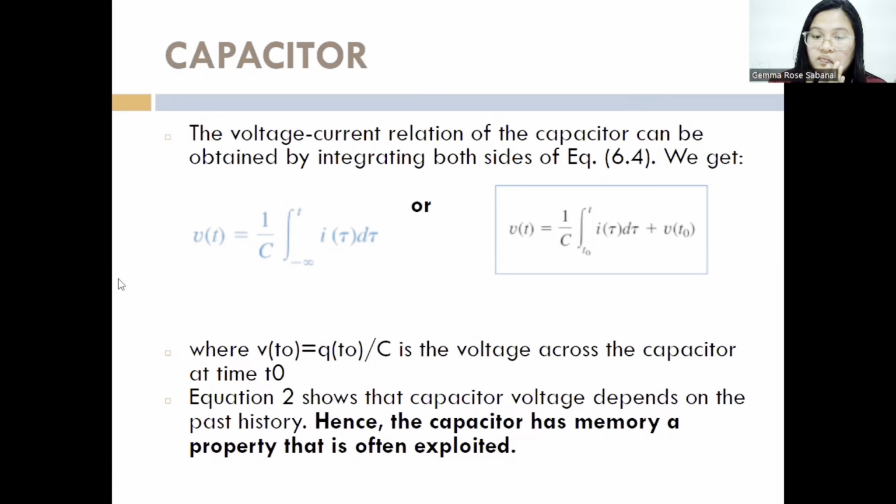And the equation to this one: v(t) equals 1 over C, integral from t0 to t of i(tau) d tau, plus v(t0). They show that the capacitor voltage depends on the past history. Hence, the capacitor has a memory property that is often exploited.